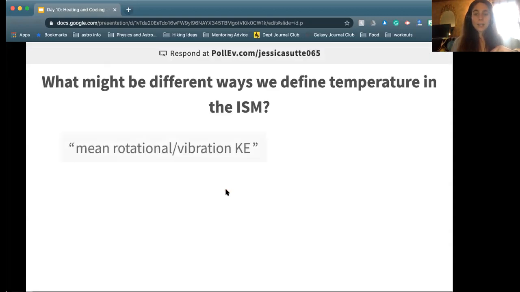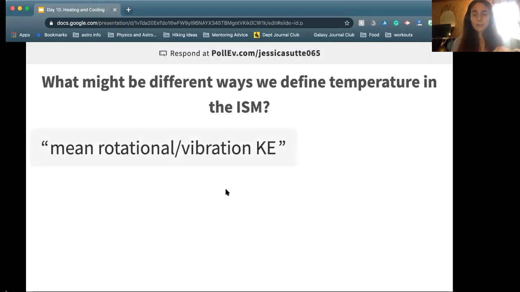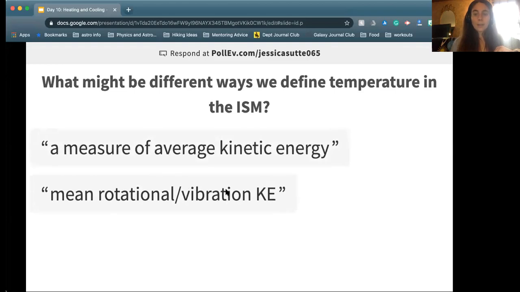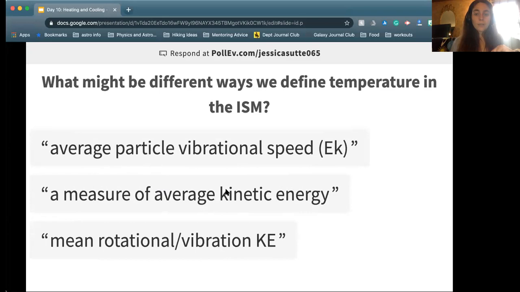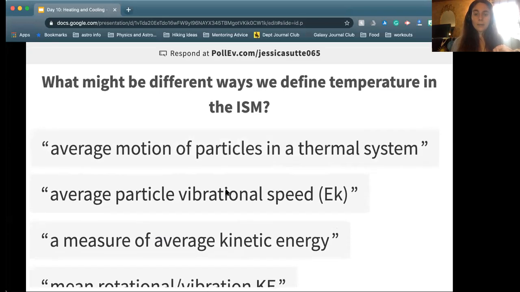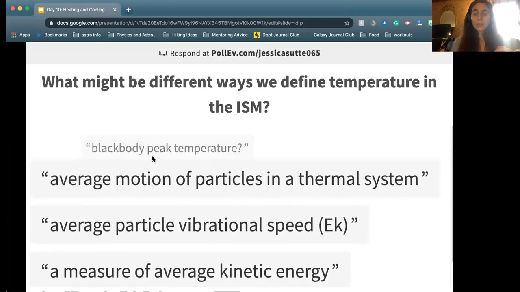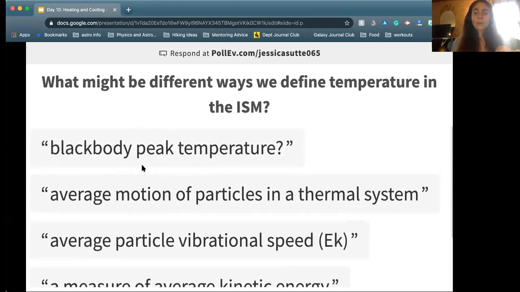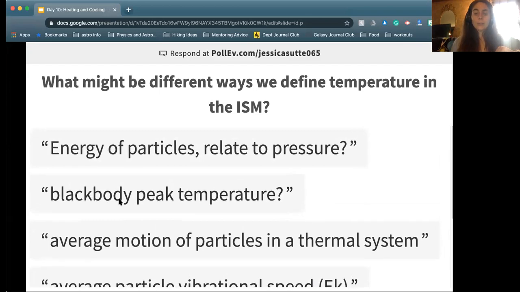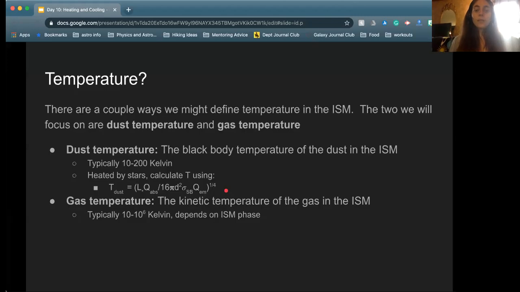Okay, so this was a question I asked the class. Let's see, some of our answers are going to pop up here. Cool. So what we decided was that temperature is probably going to be related to the motion of particles in a thermal system. And then there's also a possibility that there might be a definition related to black body radiation. So that's exactly what I was hoping to see. So motion or vibration of particles, kind of related to pressure, energy of particles, but then also we might want to define temperature based on black body radiation. And that's exactly what we're going to do.